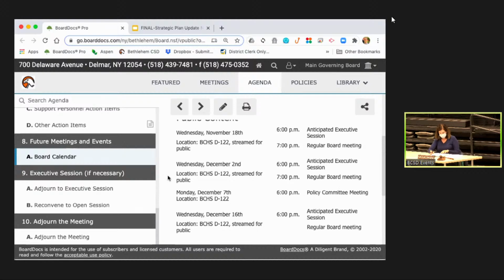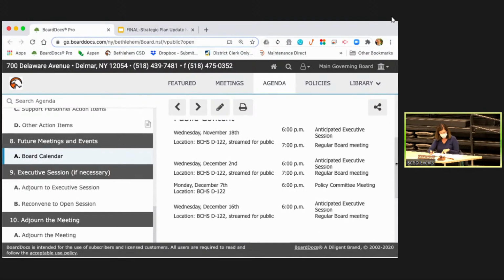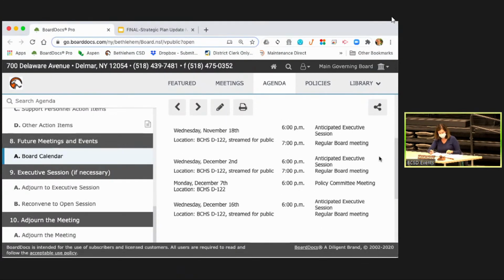Item 8, future meetings and events. Our next board meeting is on Wednesday, November 18th at 7, which will be here in D122, streamed for the public, anticipating an executive session at 6. Our meeting after that is on Wednesday, December 2nd at 7 p.m., anticipating an executive session at 6.